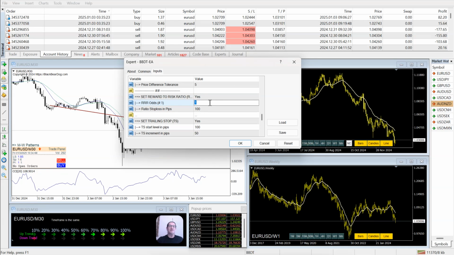The same with your ratio. Okay. Personally, I prefer it this way. I can always manually adjust it afterwards if I have to.